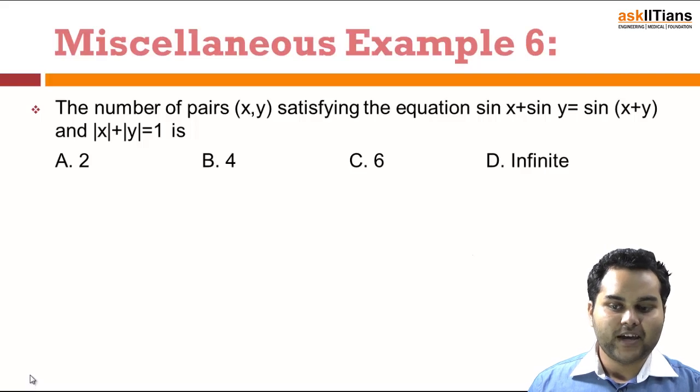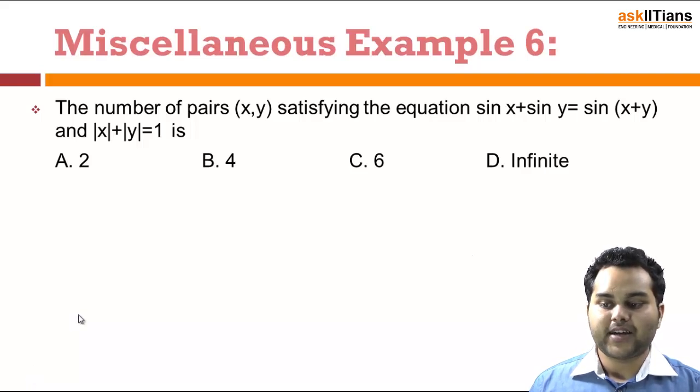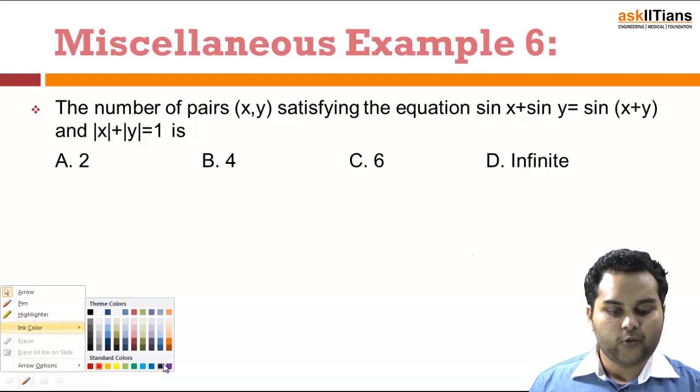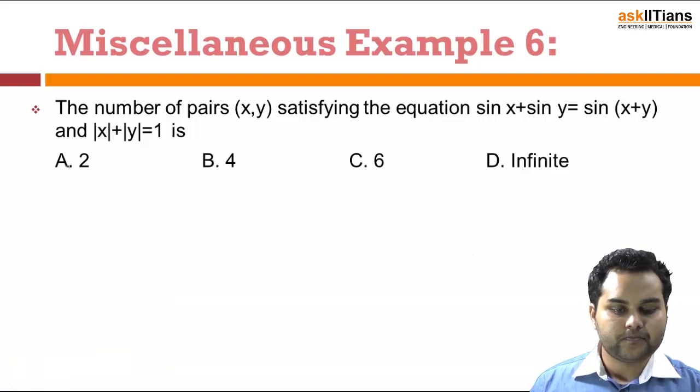The next example we have in front of us is we have to find the number of pairs satisfying the equation sin x plus sin y is equal to sin (x plus y), and the second condition that is given to us is mod x plus mod y is equal to 1. Now let's see how we can proceed with this equation.